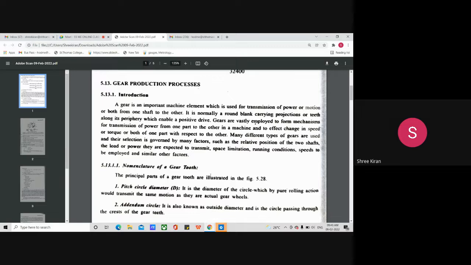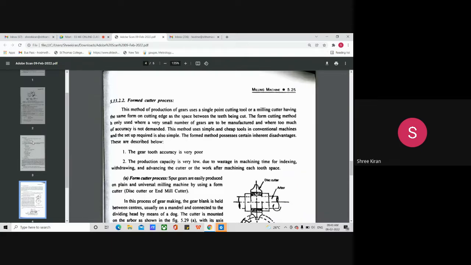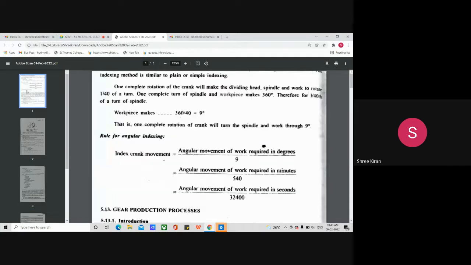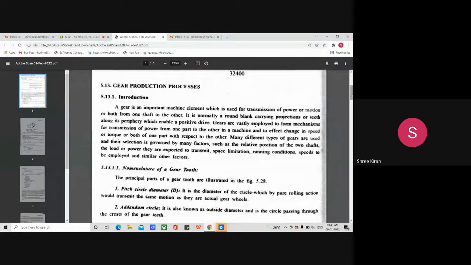So now I will start with the gear production process. Then we will discuss the nomenclature of the gear tooth. Then we will discuss the methods of making gears. Those are the main three topics which come under gear production. In the case of gear production, what do you mean by gear?